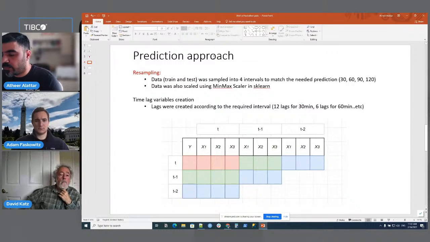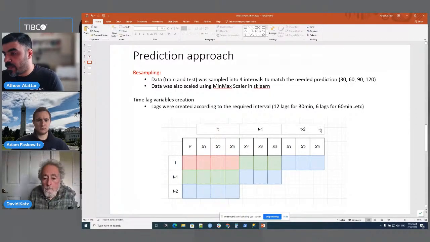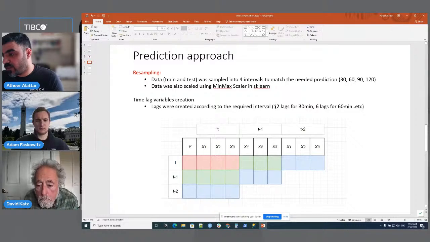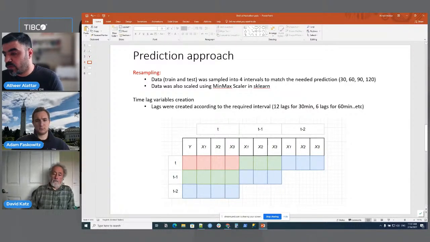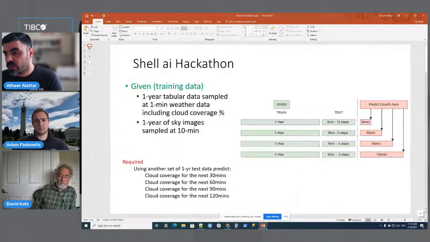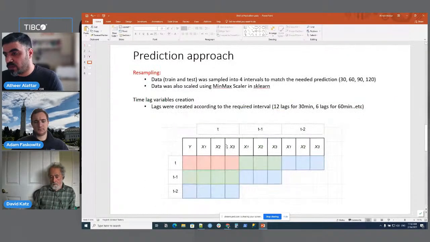Within the time limit that we had, I followed an LSTM approach. I created a number of lag variables depending on the category I'm predicting. For example, we were given 6 hours and asked to predict the next 30 minutes, so 6 hours over 30 minutes gives 12 steps. Those are the number of lag variables that I created.